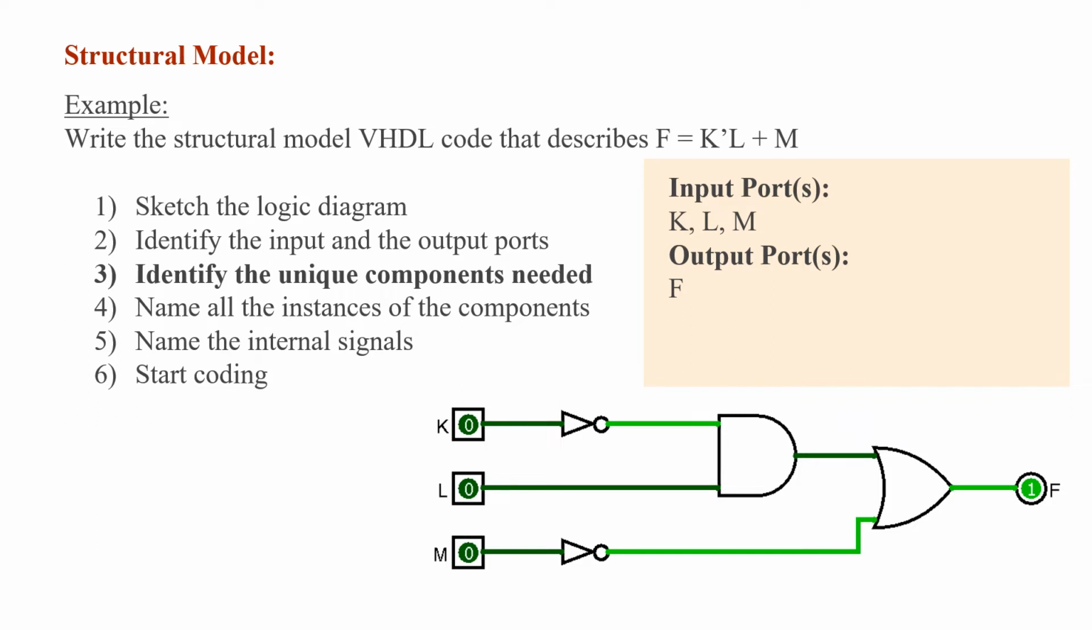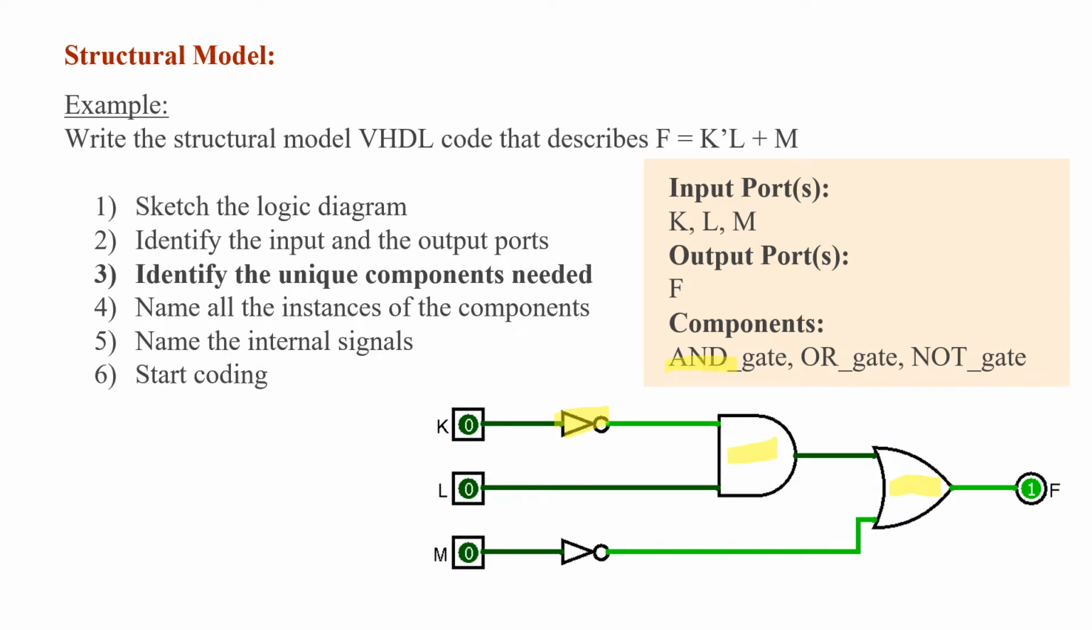For example, here we have 2 NOT gates, so we only need one NOT gate component, and then we'll instantiate it more than once. So NOT gate is one component. We have one AND gate and one OR gate. Remember, we want to only list the unique components. So we'll list them as AND gate, OR gate, NOT gate.